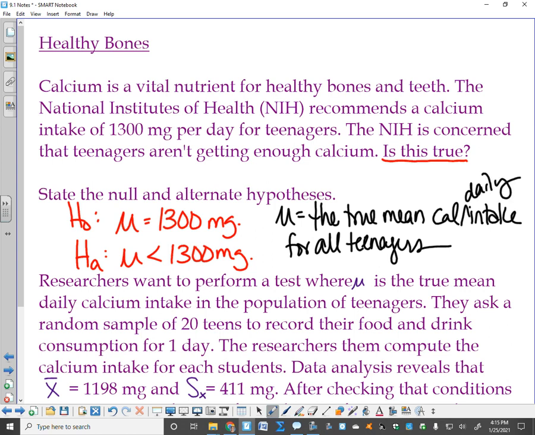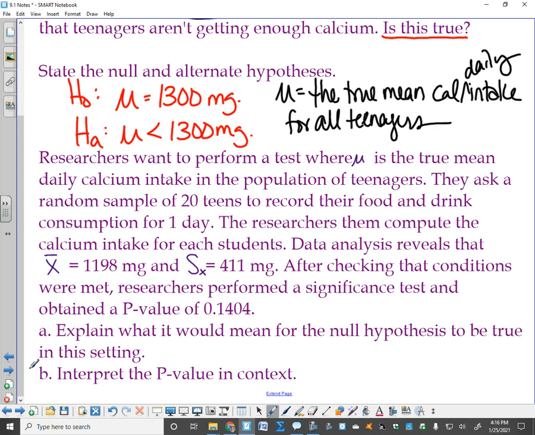Again, I'm trying to communicate to the grader that I'm processing this information, I'm responsible, I'm mature. I don't know anything about calcium intake, but I can read and make an educated parameter for this. The true mean daily calcium intake for all teenagers, because it does say per day. All right. Researchers want to perform a test where mu is the true mean daily calcium intake in the population of teenagers. Okay, well, we already defined that.